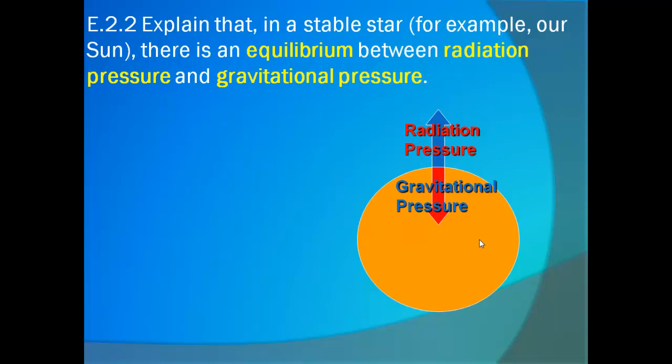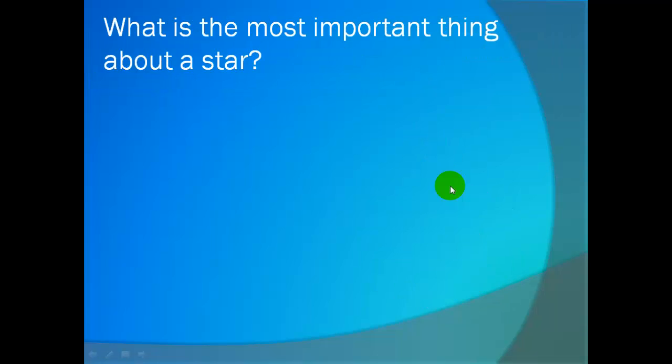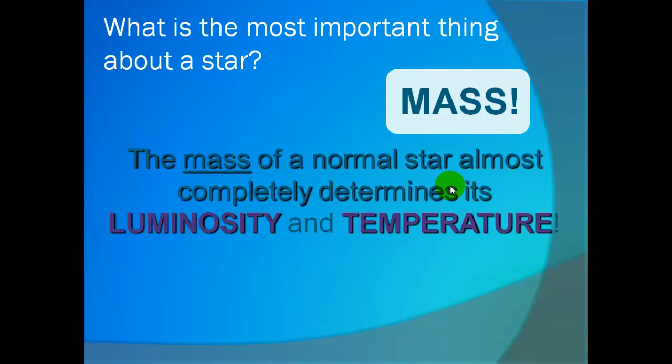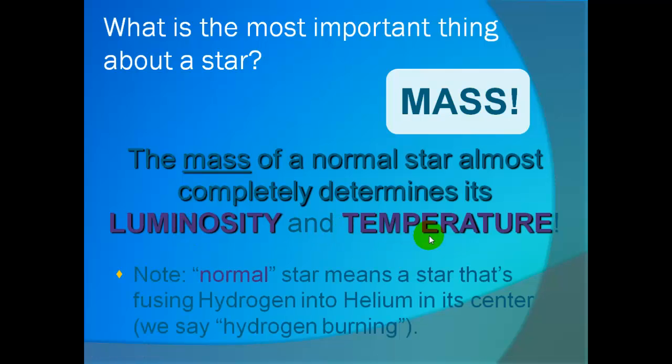What is the most important thing about a star? It's basically its mass. The mass will determine pretty much everything to do with a star. It determines its luminosity, how bright it is, and it determines its temperature. When I say a normal star, it's the hydrogen burning part of its life process. Later on, when it gets towards the end of its life, it starts burning other elements. But for the main part of the main sequence, the main part of the star's lifetime, it burns hydrogen.